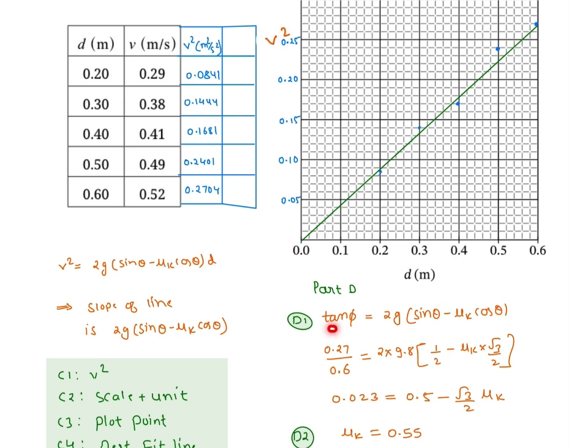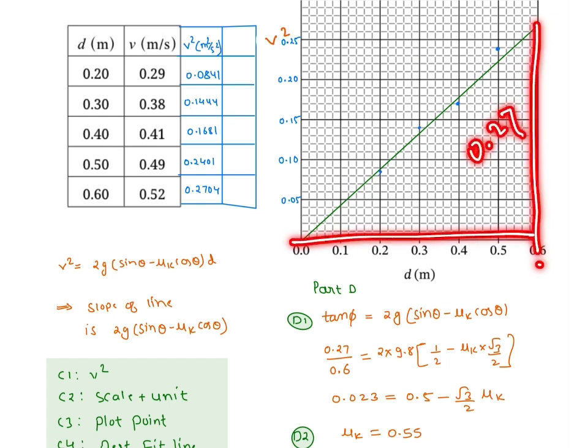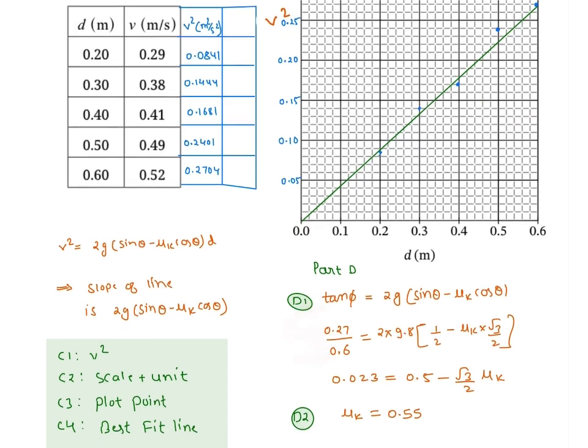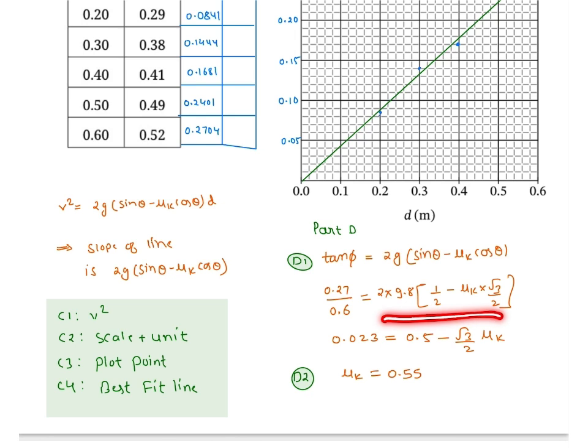So we have to calculate tan phi with the help of this straight line. If this angle is phi, then tan phi will be equal to this length. This length is 0.25, 0.26, 0.27. So this is 0.27 divided by 0.6. So tan phi is 0.27 divided by 0.6. And then I have calculated it, and mu k nearly comes out to be 0.55.